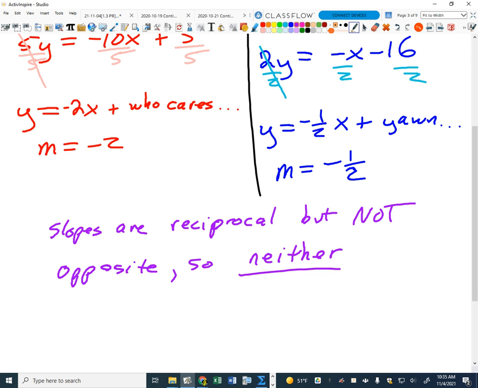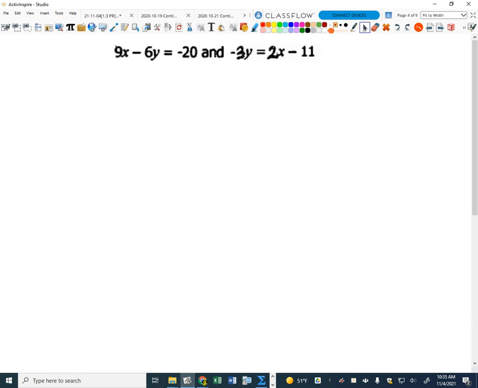Say it again. Because what's the reciprocal of negative 2? Negative 1/2, right? That's the reciprocal. I'm just flipping the fraction, right? That's all reciprocal means, is to flip the fraction. But they also have to be opposite signs. Okay, let's try another one. How about those two?